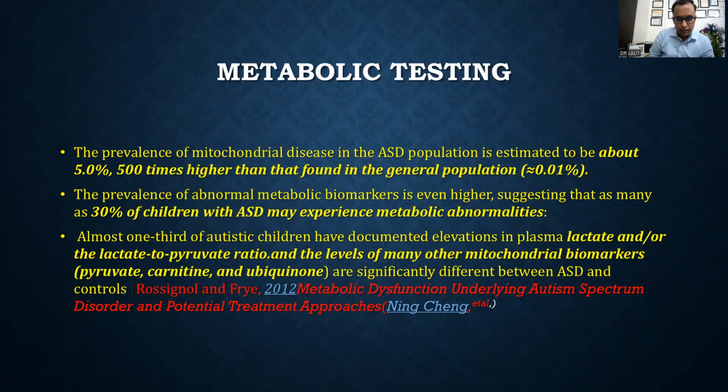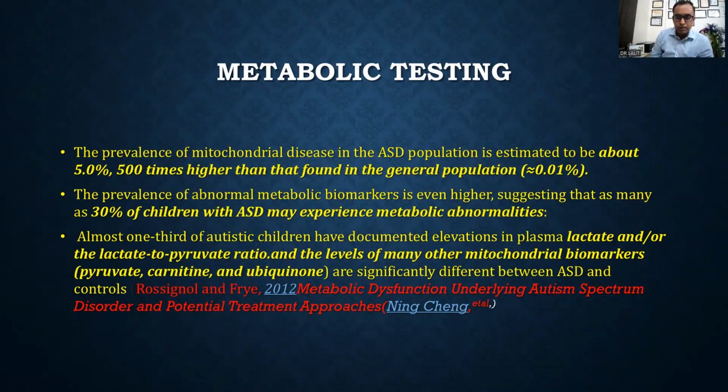Now, when we talk about metabolic testing, as per the American Academy of Pediatrics guidelines, the prevalence of mitochondrial disease in ASD is estimated to be about 5%. That is approximately 500 times more than found in the general population. The prevalence of abnormal metabolic biomarkers is even higher, suggesting that as many as 30% of children with ASD might experience metabolic abnormalities. So what are the initial tests we need to consider? Serum ammonia, lactate to pyruvate ratio, and levels of other mitochondrial markers, specifically carnitine and pyruvate, which give you indicators of mitochondrial dysfunction. Remember, it is not a mitochondrial disease. It's just a mitochondrial dysfunction.